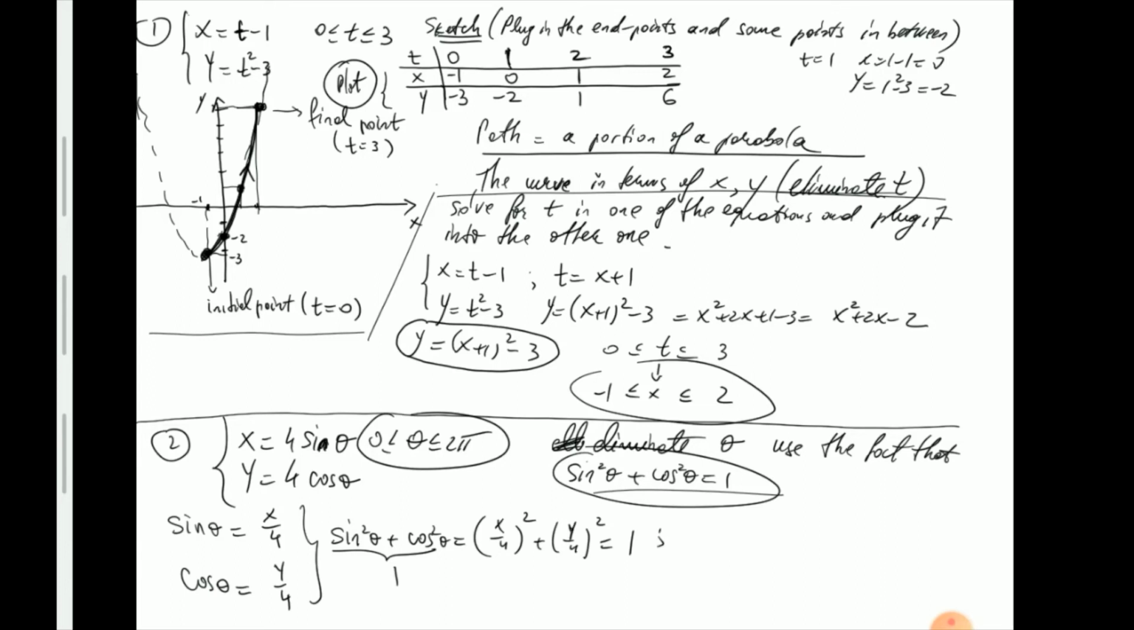So obviously this is a circle. I hope you notice that if I simplify this expression, this is x squared plus y squared over 16. And if I multiply by 16, I get x squared plus y squared equals 16, which is the equation of a circle of radius 4.